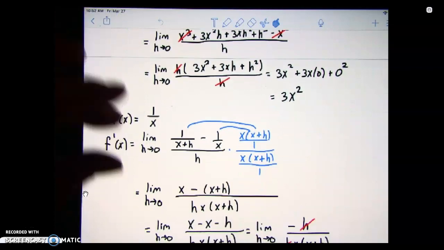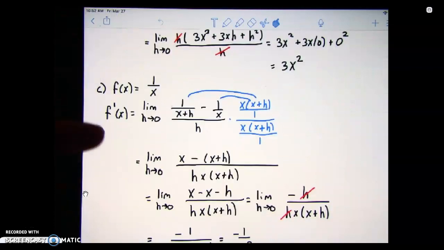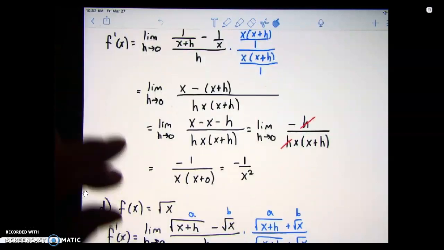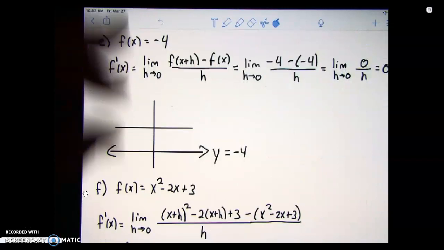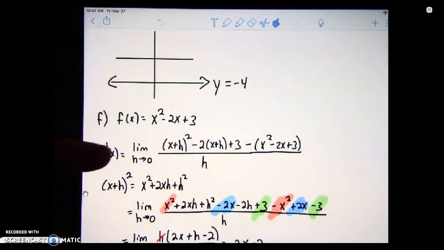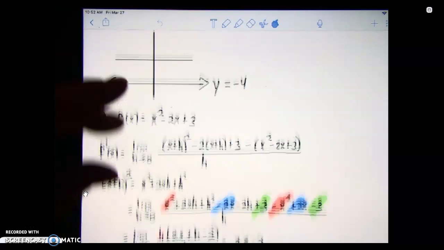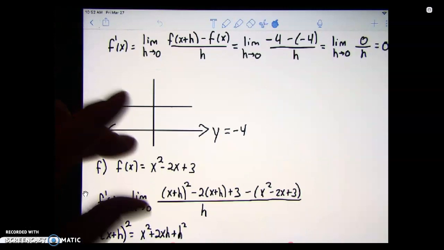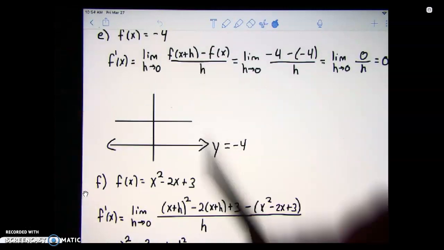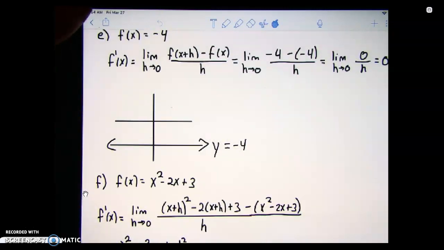Or as another example, we did it with 1 over x. Again, I'll go back to your notes. So that's what we're talking about there. Same thing with square root of x. I did it with this polynomial, x squared minus 2x plus 3. So where we're doing that limit, f of x plus h minus f of x over h, that's what we're looking at there in 2.4.